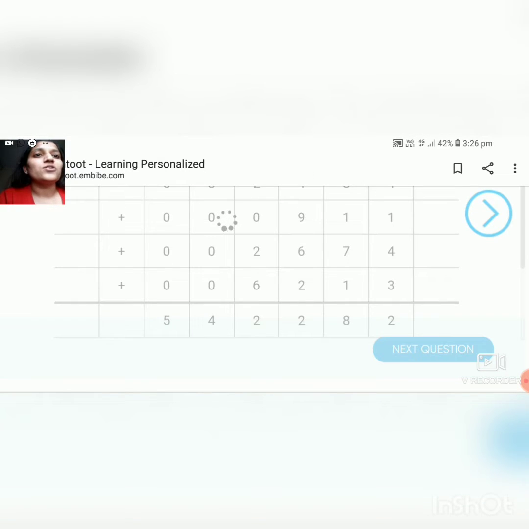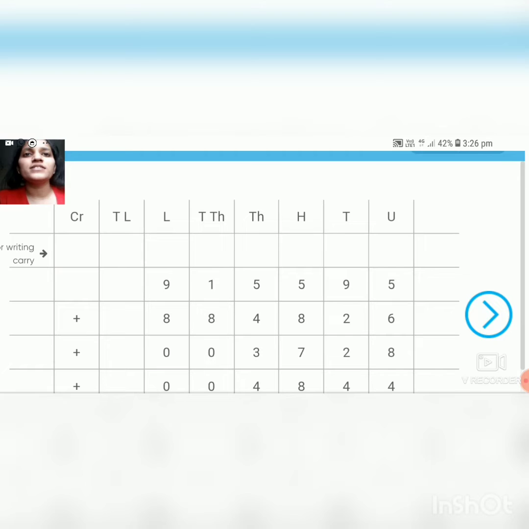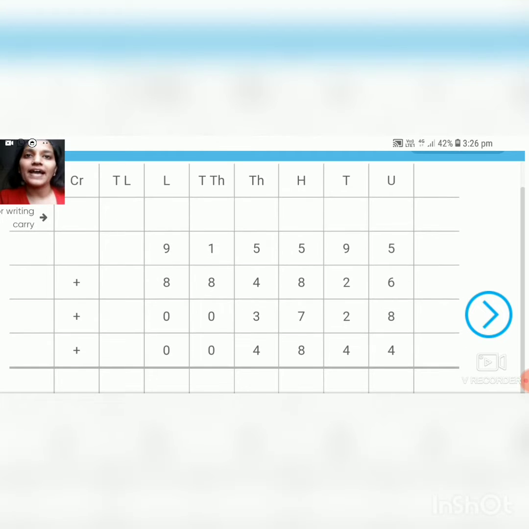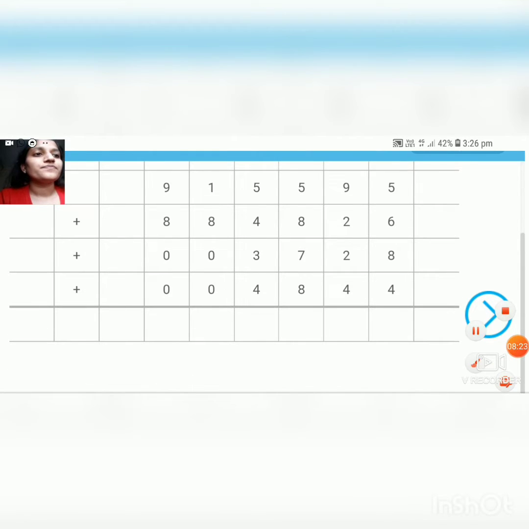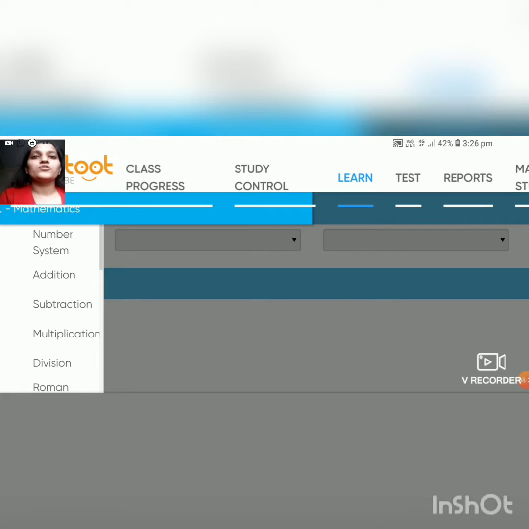So like this you are going to solve the sums which have lakhs places. Don't solve these sums which have crore places. We are going to solve the places till lakh. Okay. So the sum which you all can see on the screen, it has crore place also. So we are not going to solve that. We are going to solve till lakh places. So this was all about today's Funtut session.